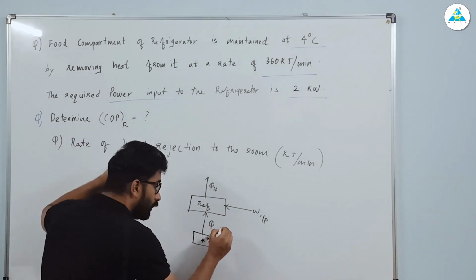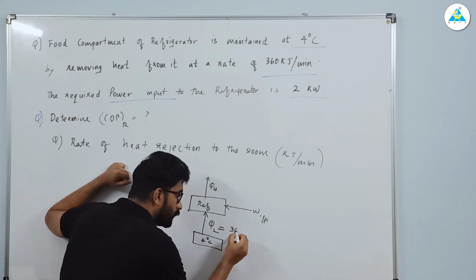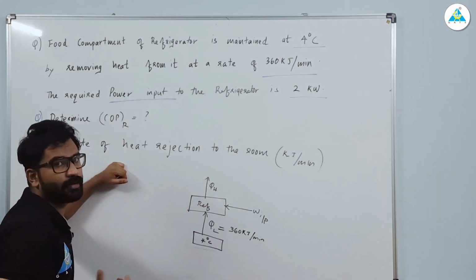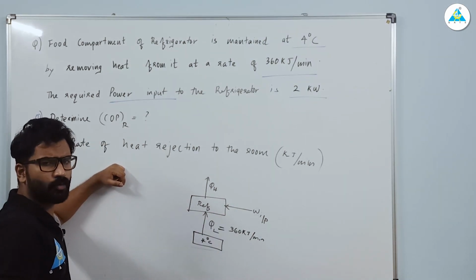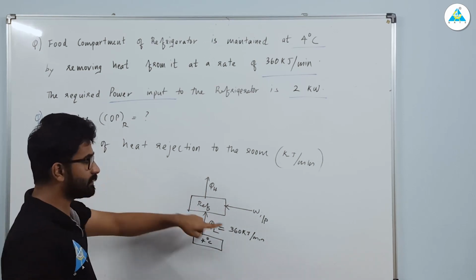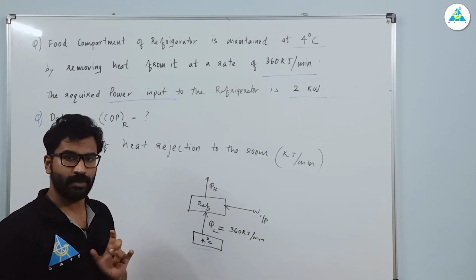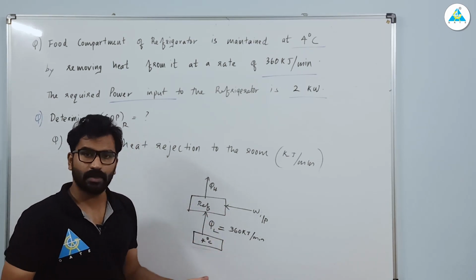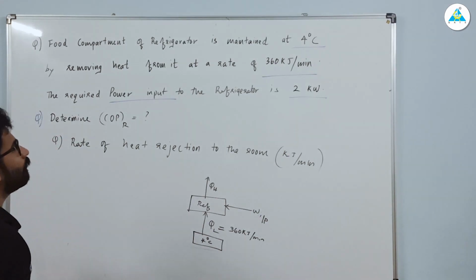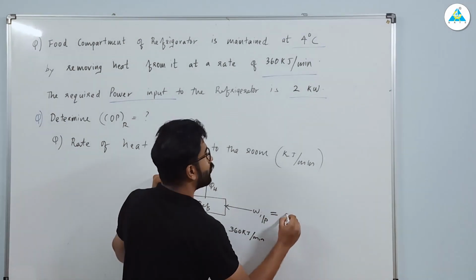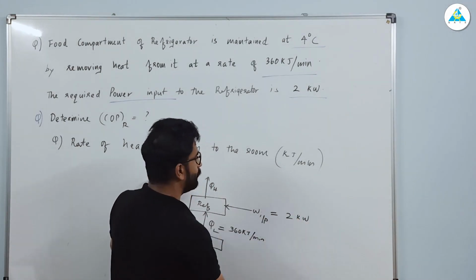क्योंकि हम लोग 360 किलोजूल पर मिनट, 1 मिनट पे 360 किलोजूल हीट रिमूव कर रहा है. Right, that is the important point of a refrigerator. In 1 minute we are taking 360 kilojoule of heat, right? Due to that we are able to maintain this at 4 degrees Celsius. Simple. Now the required power input to the refrigerator, so work input or power input is given as 2 kilowatt.